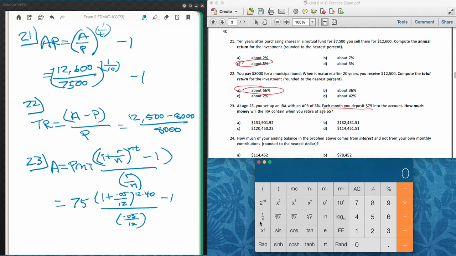Okay, good. All right, so now we're going to go up and finish the top, divide by that number, and then multiply by 75. So we're going to go 0.05 divided by 12. Actually, I should have just kept that up there. There we go. Add a 1.